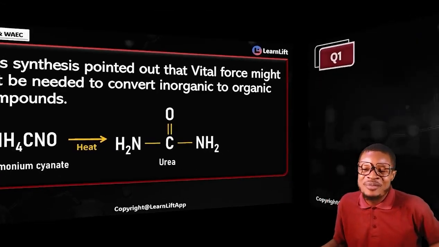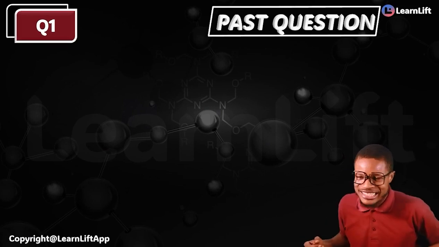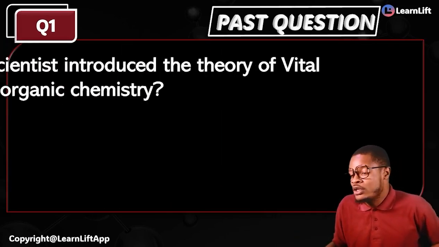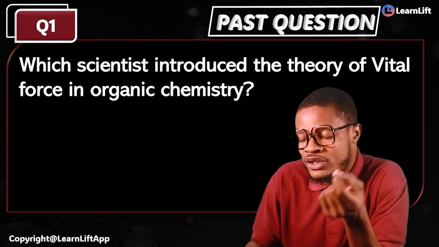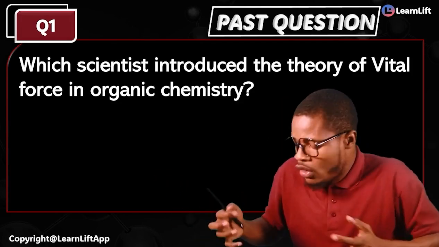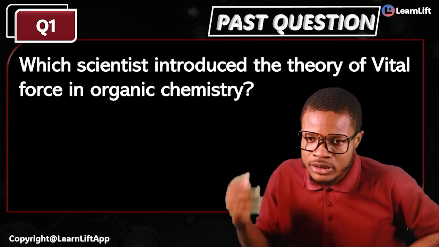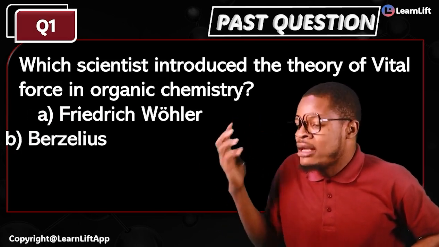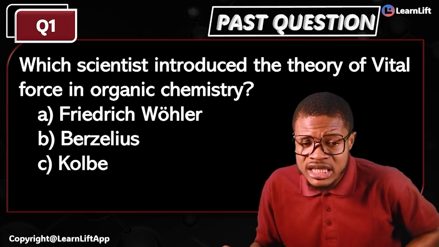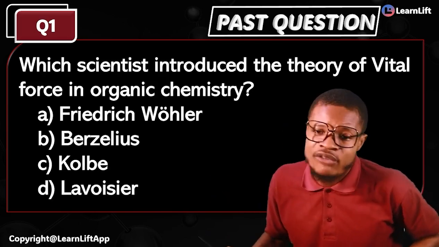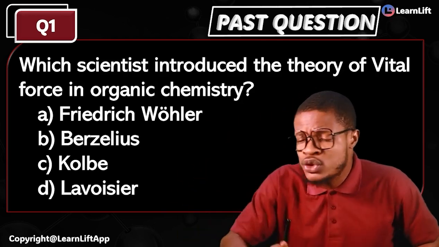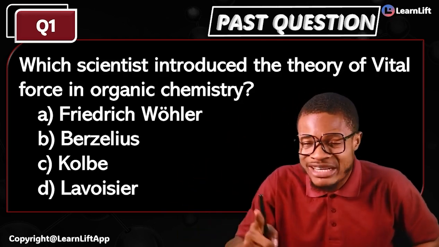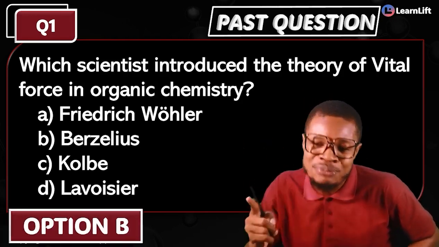If you get this very quickly with me, bro, guess what? Answer these questions for me very fast. They will never play with this. The question says, which scientist introduced the theory of vital force in organic chemistry? Who brought the theory of vital force into action? Is it Friedrich Wöhler? Is it your Berzelius? Is it your Kolbe? Or is it your Lavoisier? It was postulated by Johannes Jacob Berzelius. That makes option B the correct answer.